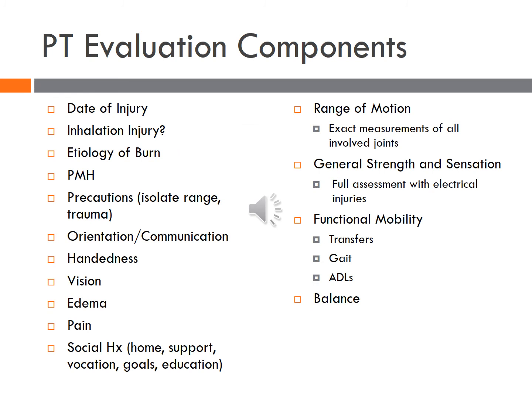So what are the components of a PT evaluation when you're working with a patient who's been burned? A lot of the things are similar to what we already ask about. Date of injury, was it an inhalation injury, etiology of the burn, past medical history, precautions, orientation. Those are all very familiar to PTs. Handedness is important, especially when we have burns on the hands and the arms. Their prior vision, if they have swelling, their pain, their social history, that's all typical.